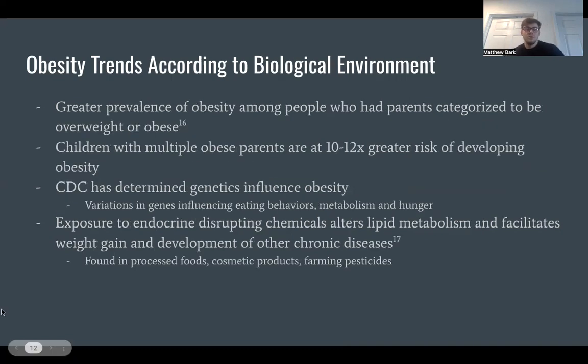In terms of biological risks of obesity, a family history of obesity significantly impacts one's risk of developing obesity throughout the life course. This can be partly attributed to genetics, as studies have found genes linked to hunger and metabolism more prevalent in obese cohorts. Also, endocrine disrupting chemicals in everyday products, cosmetics, and even processed foods can also elevate one's biological risk of obesity due to its impact on fat metabolism. Populations with greater exposure to these chemicals have been shown to have significantly elevated obesity rates.